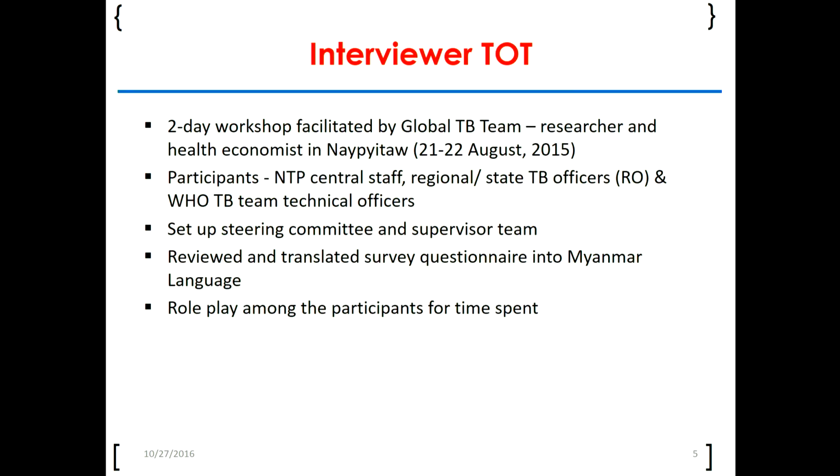So we conducted a 2-day TOT training workshop facilitated by the Global TB team on August 21st and 22nd. The participants were our NTP doctors, regional and state TB officers, and WHO technical officers. At the same time, we set up the steering committee and the supervisor team in order to have a quality survey. And we reviewed and translated the survey questionnaires into the Myanmar language, and we conducted role play among the participants for time spent on data collection.